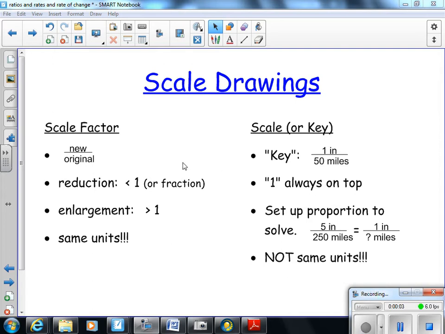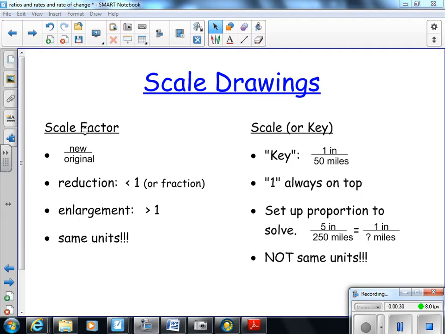Today in 8th grade, we're going to be working on scale drawings. Now, I want to clarify the difference between what a scale factor is and what we're looking at today, which is the scale, or the key, to a map or a drawing. You've looked at keys on maps. They might have a picture of a map with a key that says every inch on the map is equal to so many miles. That's what we're going to look at today.